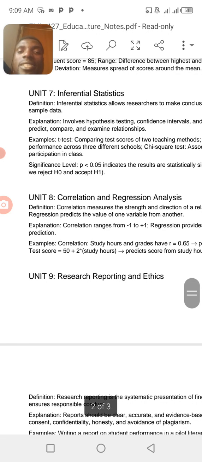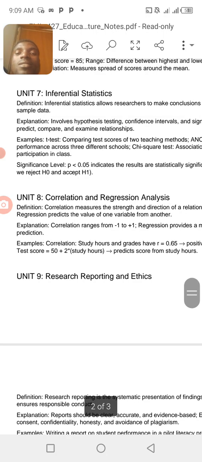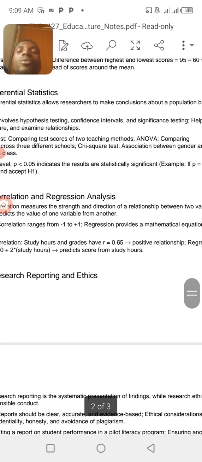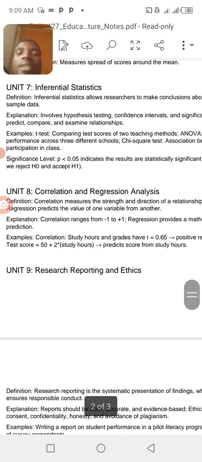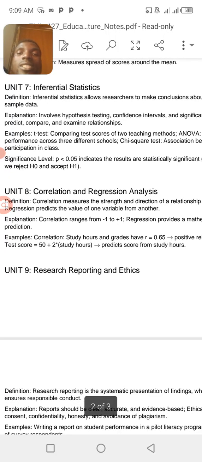Example, let's say a t-test, trying to compare test scores of two teaching methods. So you use your t-test to compare the test scores of two teaching methods.